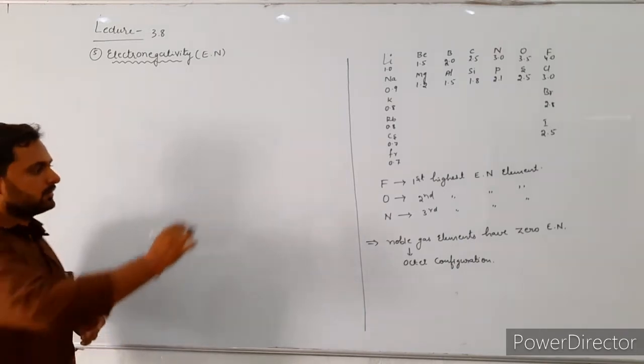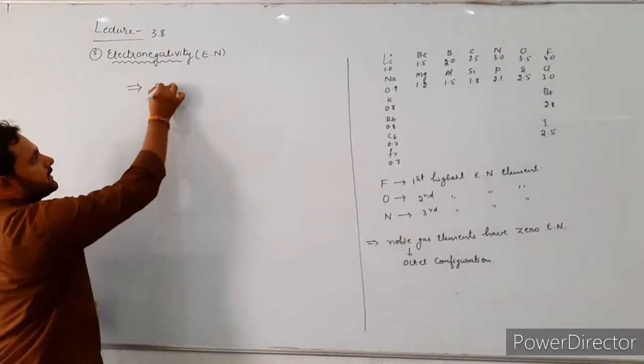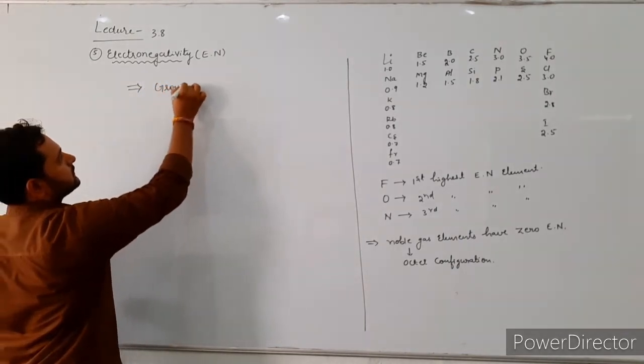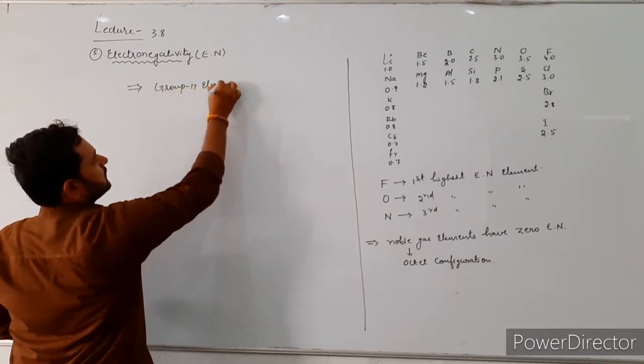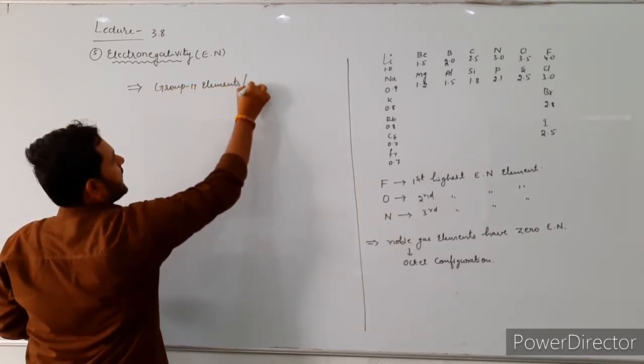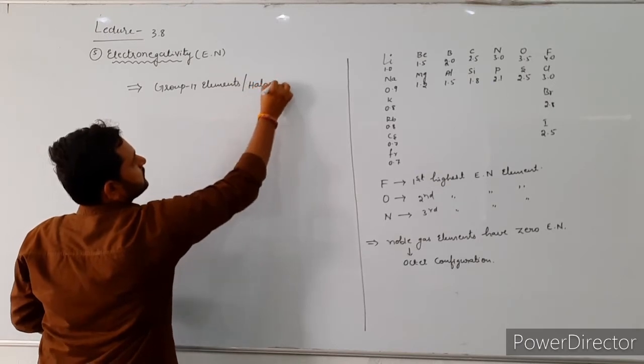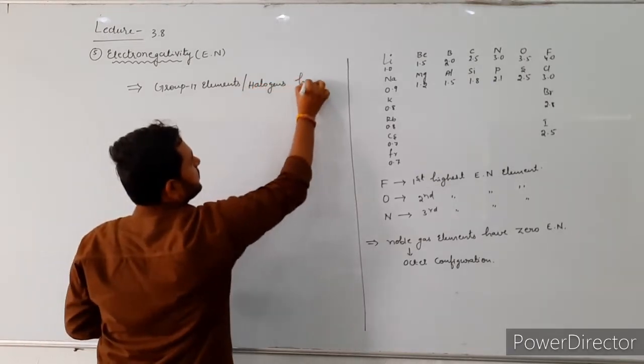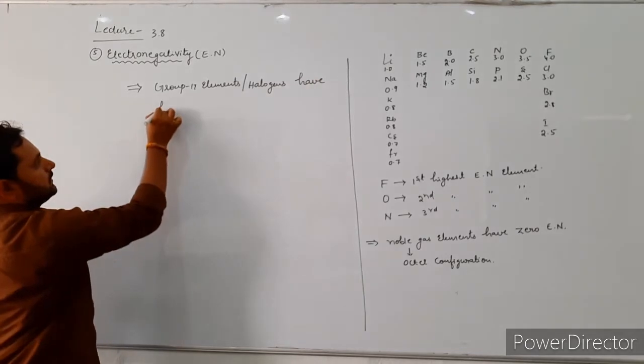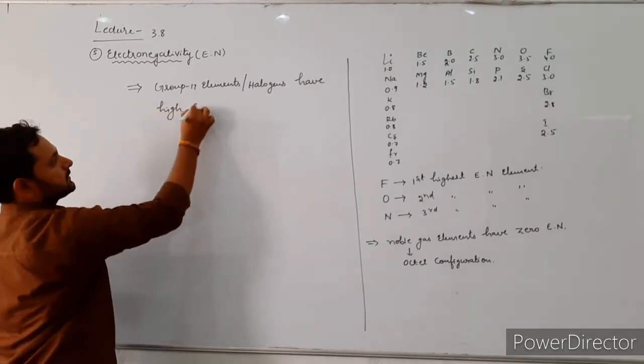The next point, group 17 elements are halogens. Halogens have high electronegativities.